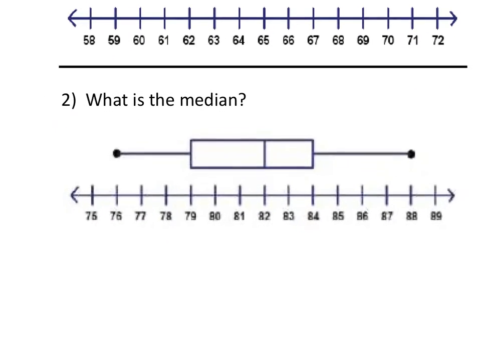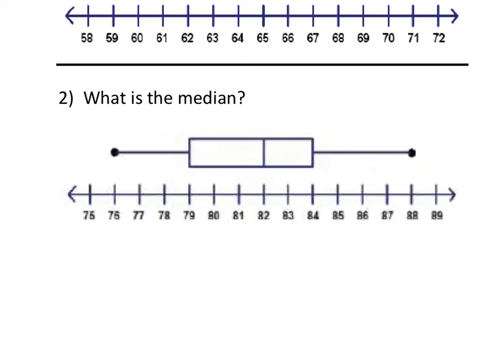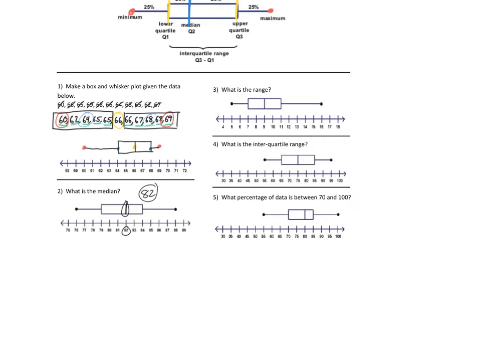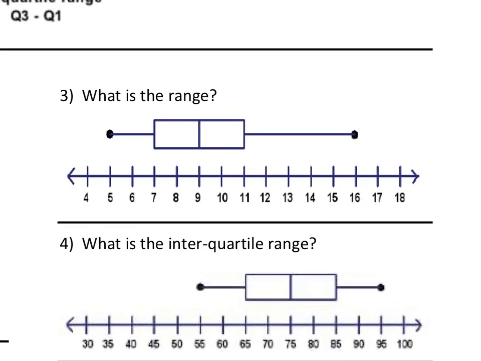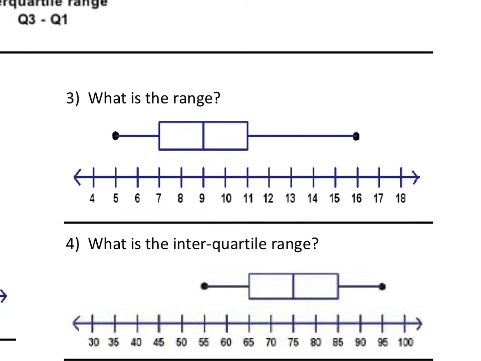So taking a look at number 2, it says, what is the median? Well, I know for my box and whiskers plot that this right here is the median. So my median is going to be 82. Taking a look at number 3, it says, what is the range? Well, the range of my data is the distance from my largest number to my smallest number. So all we're doing is 16 minus 5, and we have a range of 11.